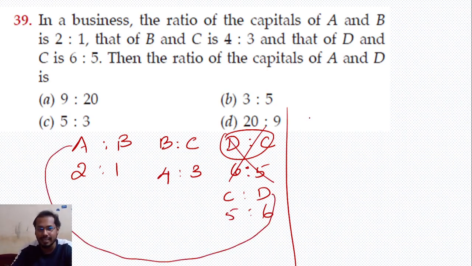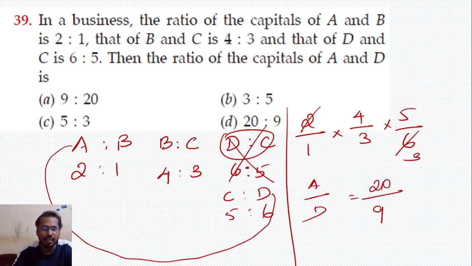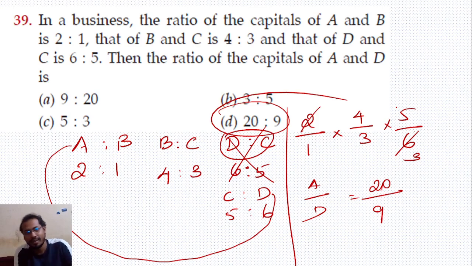Now I want A is to D, that means this chain. So what I said, 2 by 1 into 4 by 3 into 5 by 6 gives the answer, A is to D. Can I cancel these two? 3, right? That's it. 4 5s are 20, 3 3s are 9. 20 is to 9 is the final answer. A is to D. Clear?